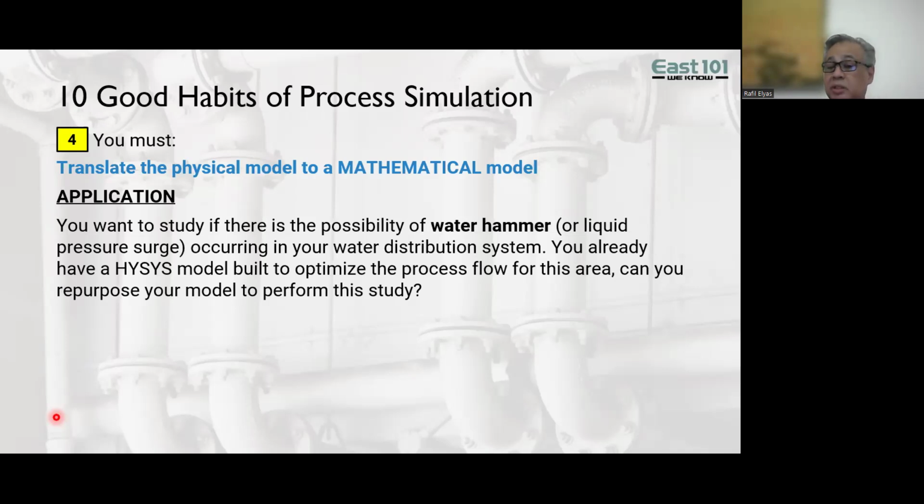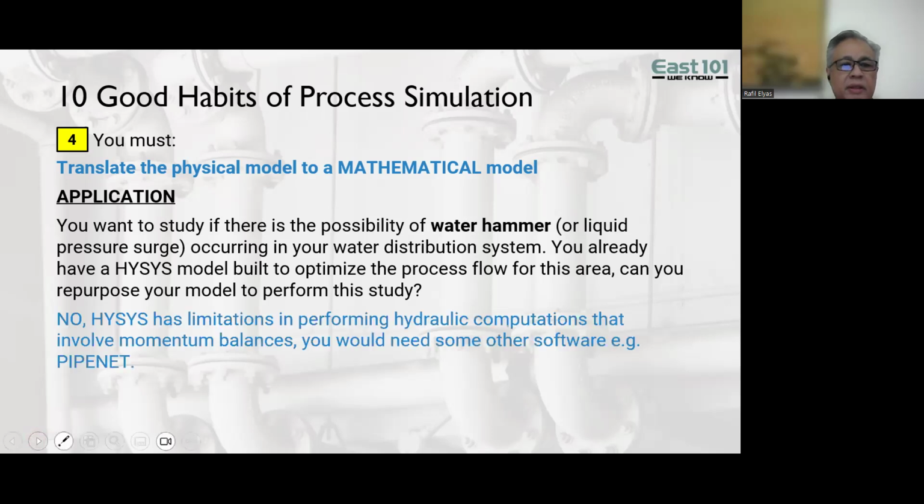And that's not represented in thermodynamic steady state or even thermodynamic-based dynamic tools like HYSYS. You can't use HYSYS for that. You can't use UniSim for that kind of phenomenon. You'll have a product like PipeNet, which will allow you to take a look at phenomena like liquid surge or water hammer or rapid momentum transfer.